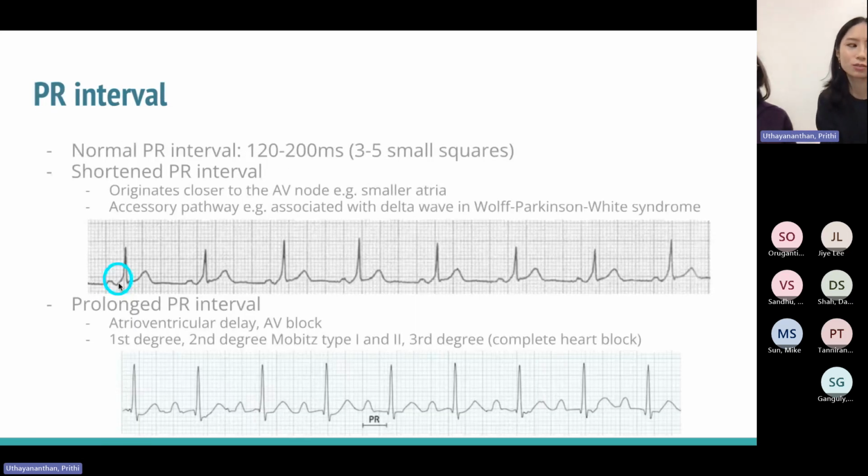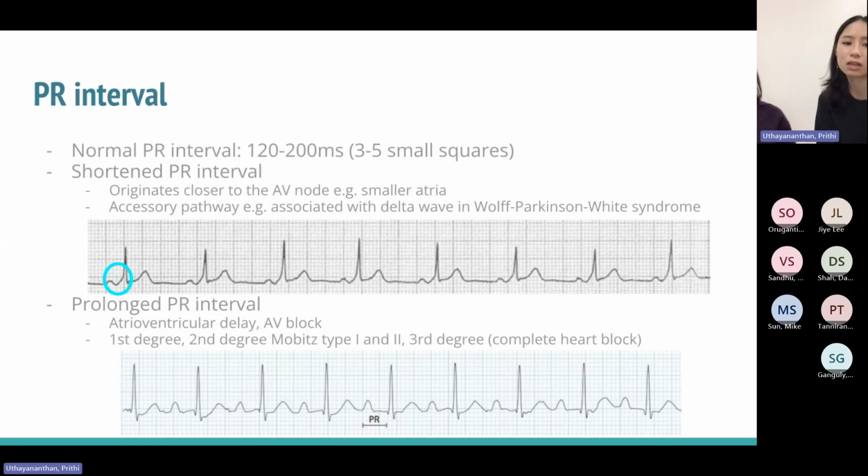And a prolonged PR interval of more than 200 milliseconds suggests that there's some kind of atrioventricular delay. For example, AV block, and there are different types of that: first degree, second degree, and third degree. The example I think is first degree.